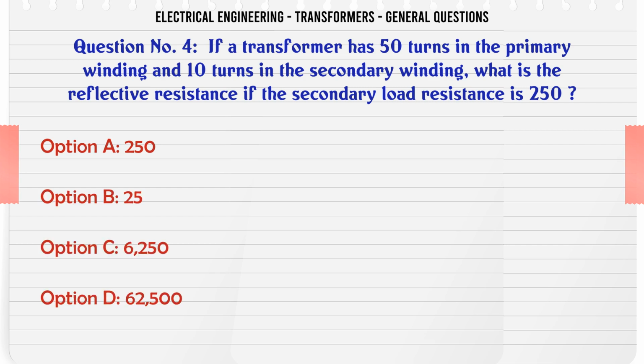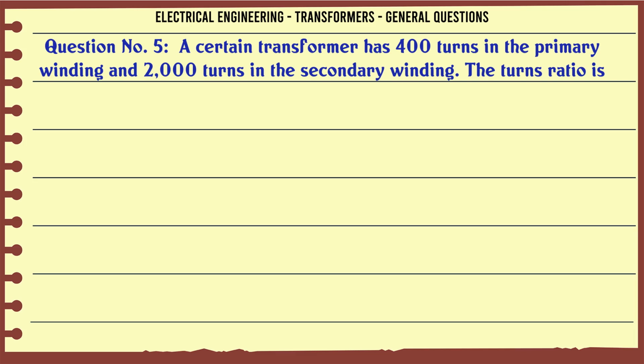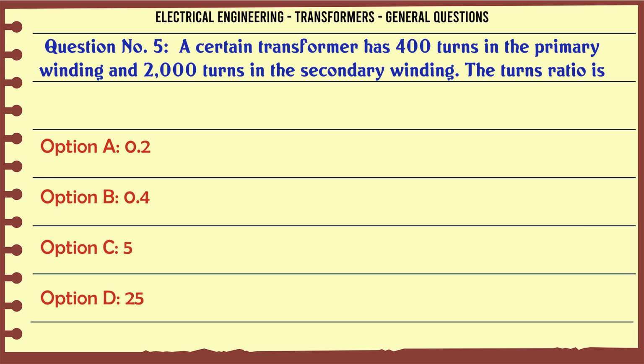If a transformer has 50 turns in the primary winding and 10 turns in the secondary winding, what is the reflective resistance if the secondary load resistance is 250 Ω? A. 250 Ω, B. 25 Ω, C. 250 Ω, D. 500 Ω. The correct answer is 250 Ω.